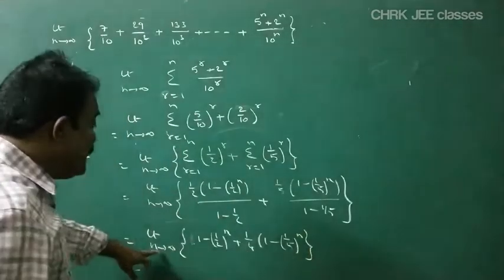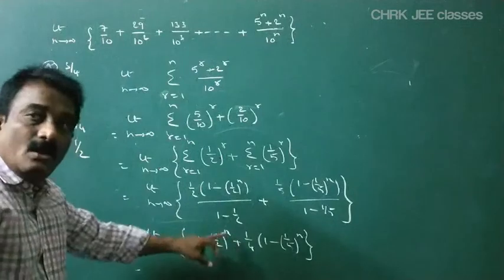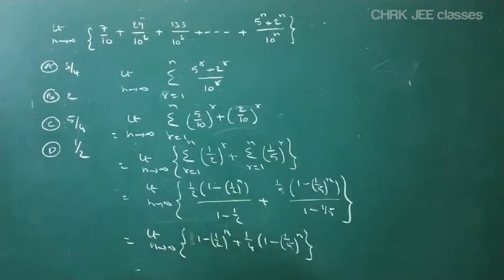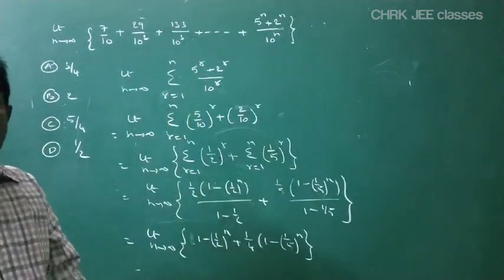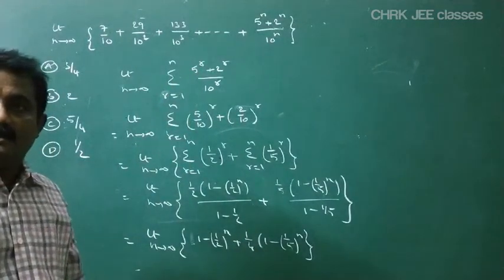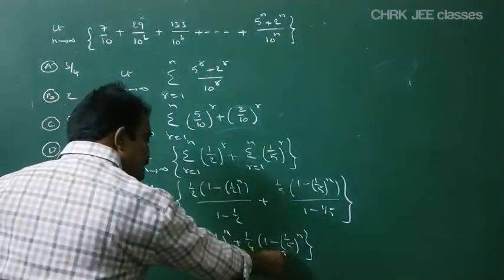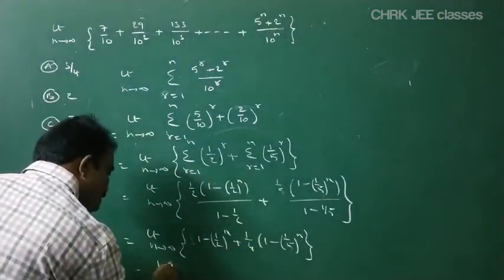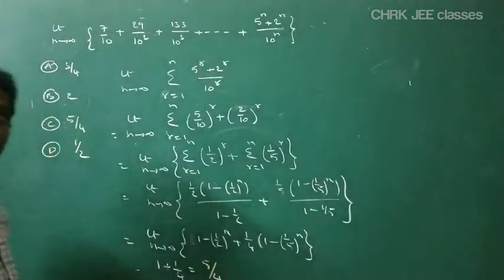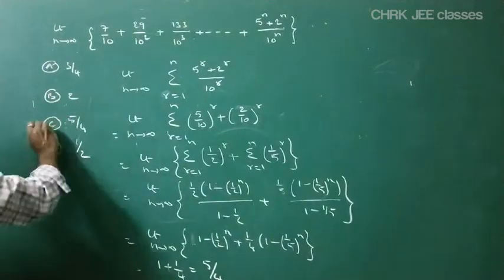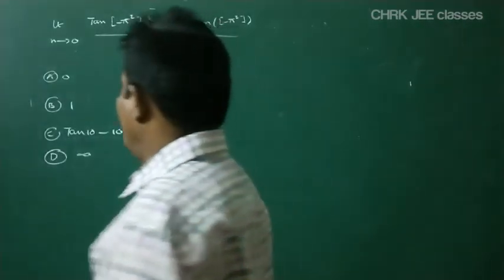Now by applying the limit, in place of n we write infinity. 1 by 2 whole to the power of infinity equals 0. A to the power of infinity equals 0 if 0 is less than or equal to a less than 1. That's why this becomes 0 and this also becomes 0. 1 plus 1 by 4, that equals 5 by 4. The answer is C. Now we are going into the third example.